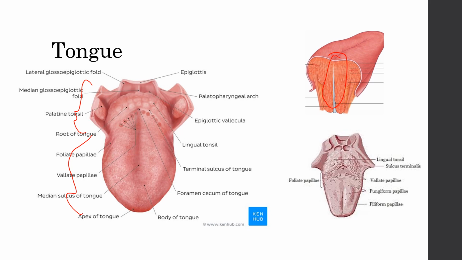Between these two parts, there's a small groove called the sulcus terminalis. Here. At the apex of this sulcus is a small depression called the foramen cecum. It is important in the embryological origin of the thyroid gland.